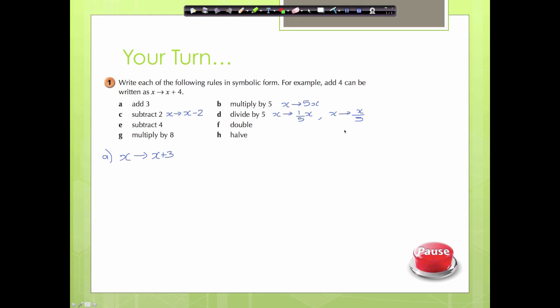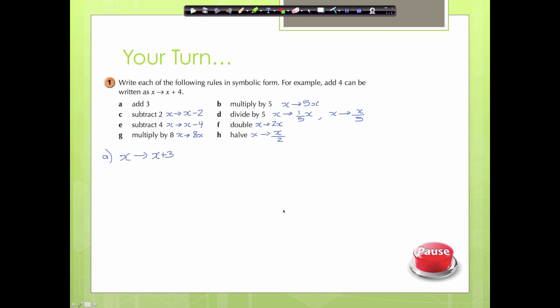Okay, for the next one, subtract 4, so it's x mapped onto x minus 4. For f, we have x is mapped onto 2x because it's doubled. Multiplied by 8, I have x mapped onto 8x. And then for halving, it's dividing by 2. So I take my x and I divide it by 2. Okay, so those are the answers for those questions.